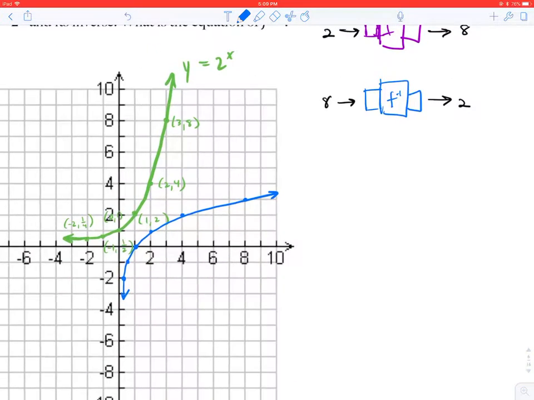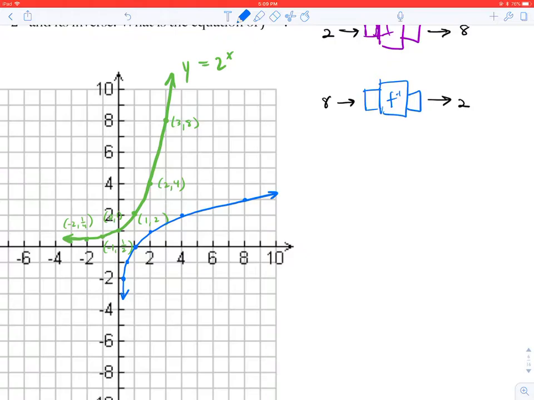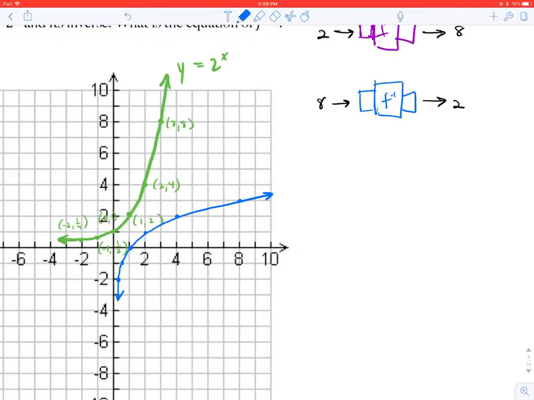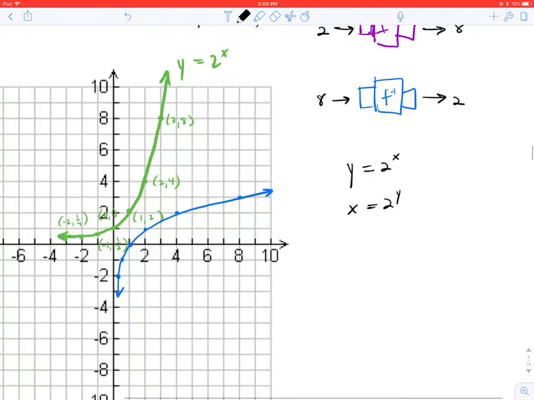So this is the graph of the inverse of y equals 2 to the x. The thing is, can we find the equation? If you think back to last year when you were finding the equation of a function's inverse, you took the function, you switched the x and the y, and then you solved for y. But the thing is, y is in the exponent position. We can't use any properties of equality to isolate y.